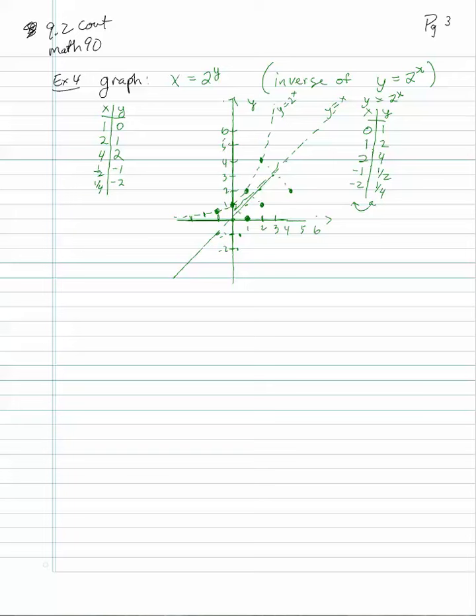So this portion of the line is getting closer and closer to 0. And then here, it's going like that. Okay, so that's the mirror image of the inverse function of y equals 2 to the x. So this is x equals 2 to the y.